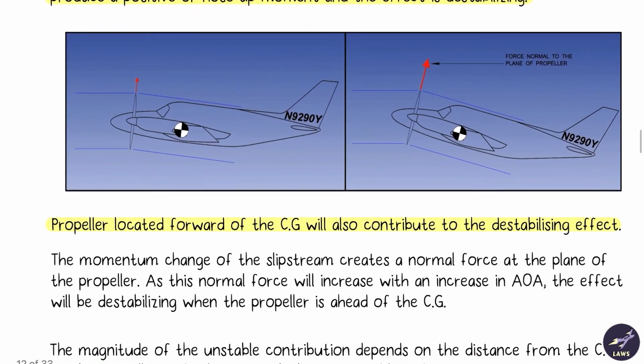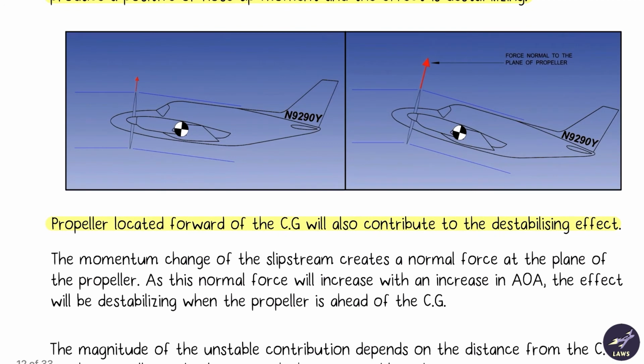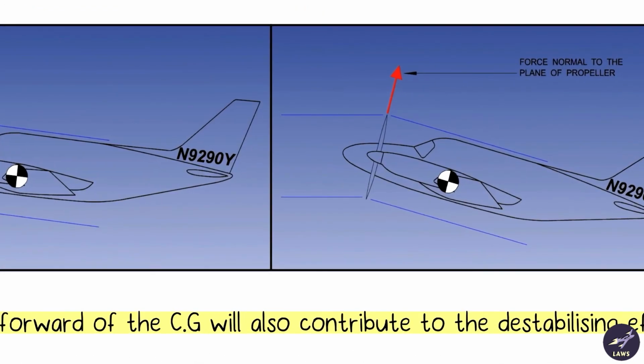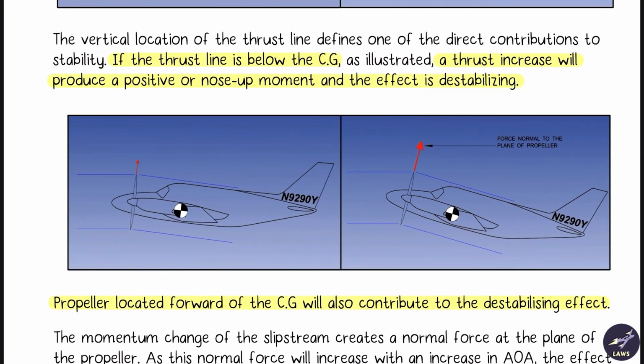Similarly, it is the case in propeller driven aircraft. After the propeller, the slipstream moves downwards. So at a higher power and low airspeed setting, this will produce an upward force which will increase the nose up pitching tendency and hence the destabilizing moment.